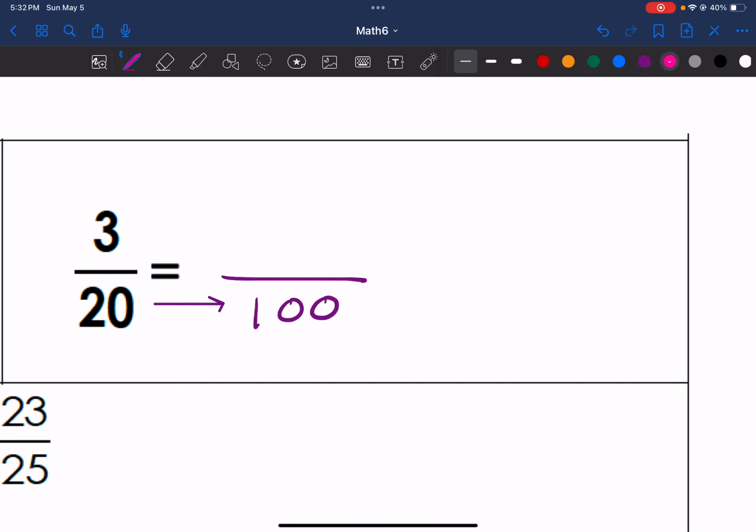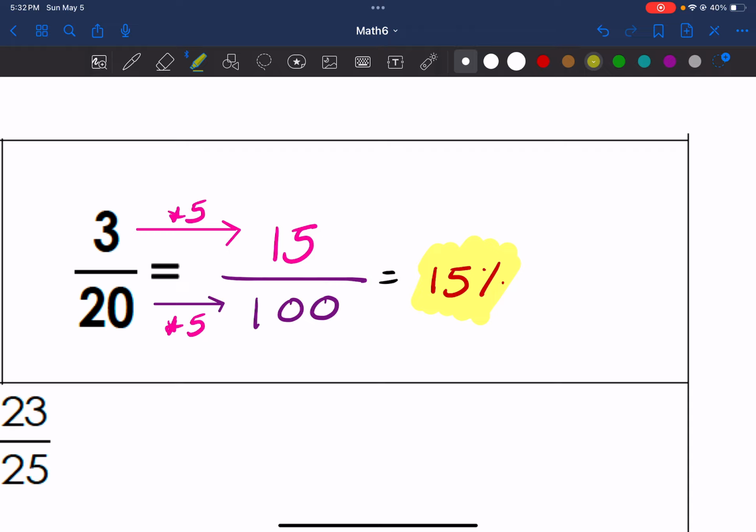And since we always make equivalent fractions, by what operations? Think. Multiplying or dividing. Well, to get from 20 to 100, I know I multiplied by 5. So whatever I do to the bottom, I need to do to the top. So we're going to also multiply this by 5 because, again, equivalent fractions. So this is 15 out of 100. 15 per every 100. So if you start to see that language, it's 15%. Because we set it up out of 100, we know that this answer is 15%.